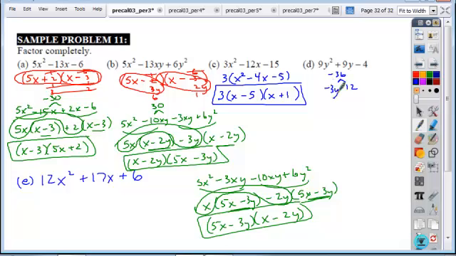Okay, so I'm going to rewrite my middle term. Notice I put my positive term second. It's not a requirement, but often it, again, makes it just a little bit less likely to make a careless mistake in factoring out a negative.